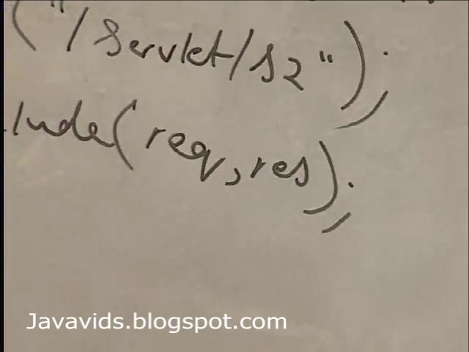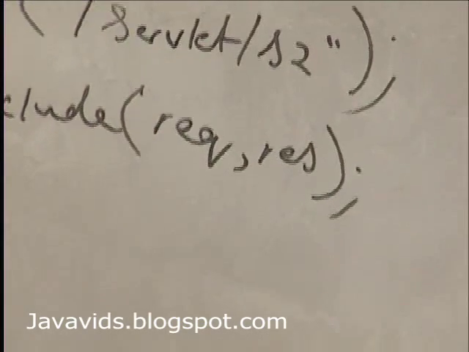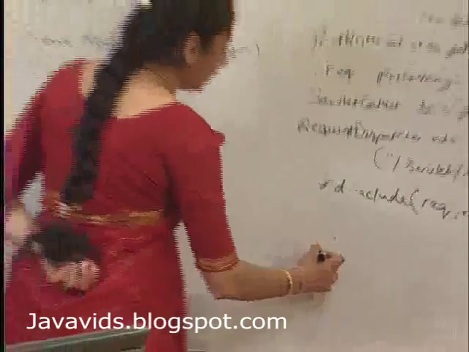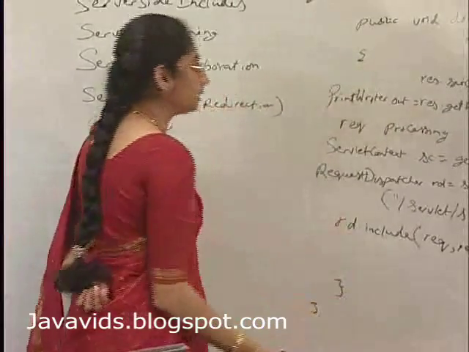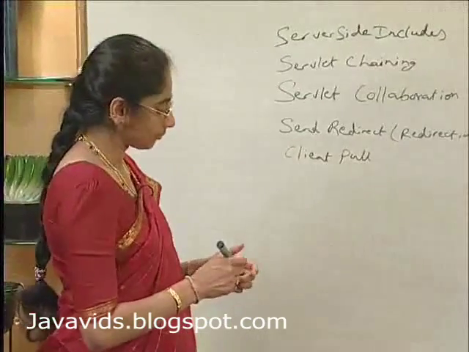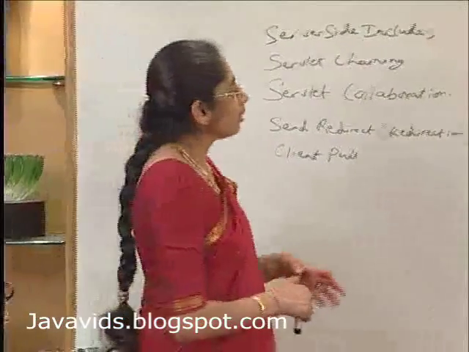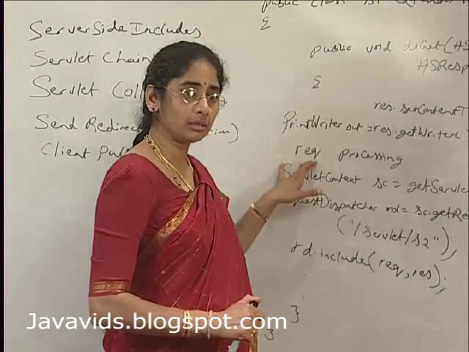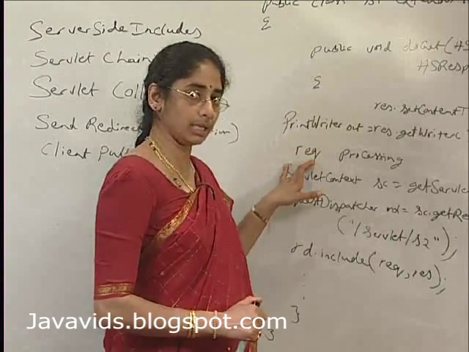Then you can write anything else that you might wish to write in this servlet as well, followed by the include, and end your doGet method. Now what happens is, in this case, whatever output I might be writing here also goes to the client.